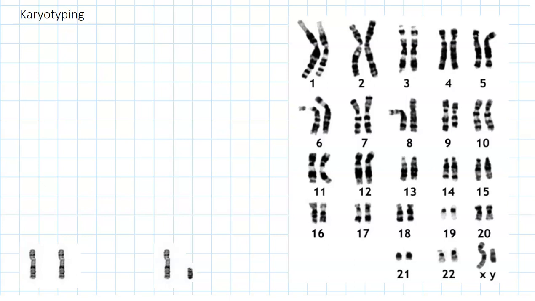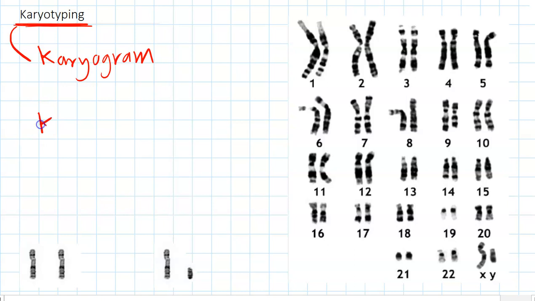Hey everybody! So this video is about something called karyotyping. This is a method that's really useful for diagnosing certain genetic disorders. The process involves making either a karyogram or a karyotype. So the process is called karyotyping.